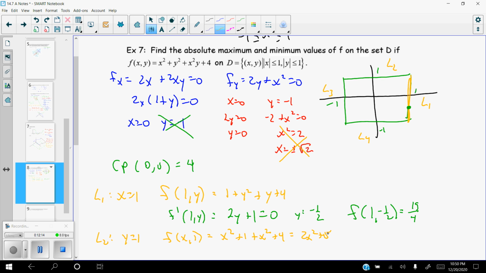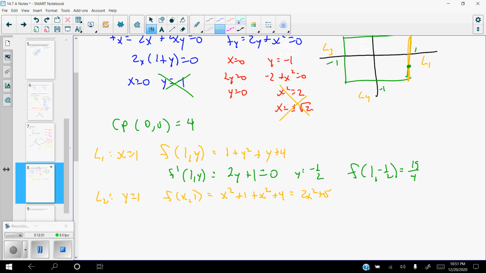You didn't really have to do that part, but if it helps, that's fine. So now it's a function of x. When we take the derivative, f prime of x, 1, it's going to be 4x. Setting that equal to 0, you get that x equals 0. So now I have (0, 1). I need to find the function at (0, 1), and if I plug 0 and 1 back into the original function, I believe we get 5.